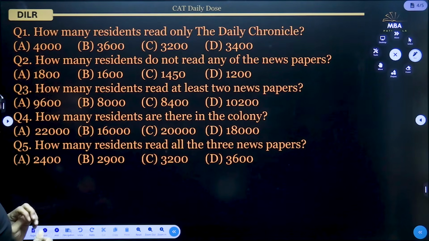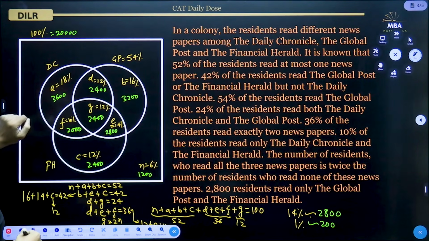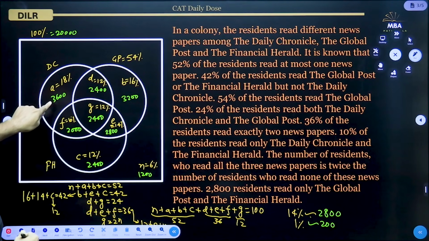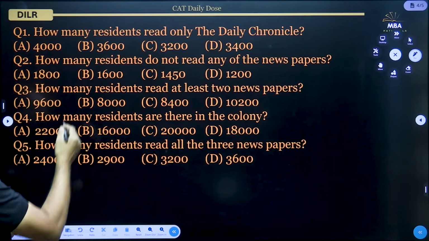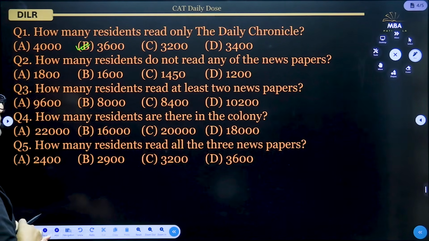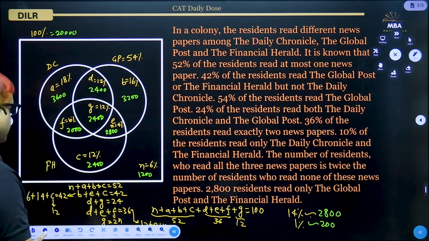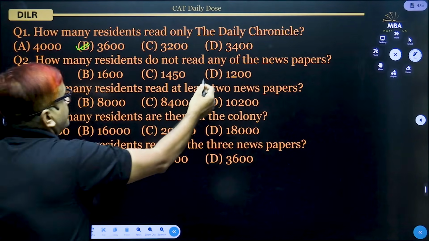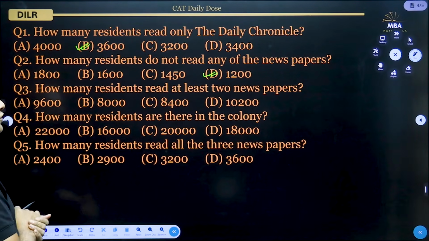How many residents read only the Daily Chronicle? So only the Daily Chronicle, that we can see is 3600. This value, only Daily Chronicle, 3600. So that will be option B. How many residents do not read any of the newspapers? That is N. So N we can see is 1200. So option D.